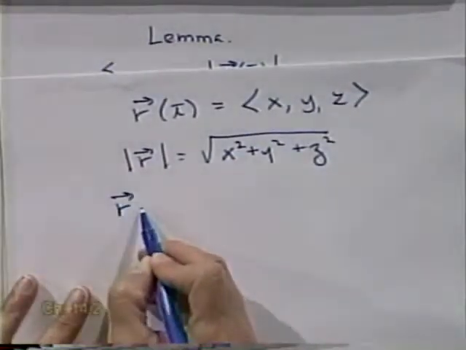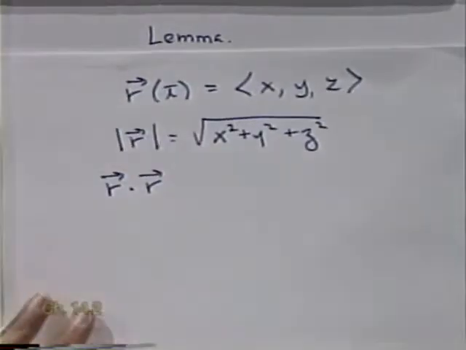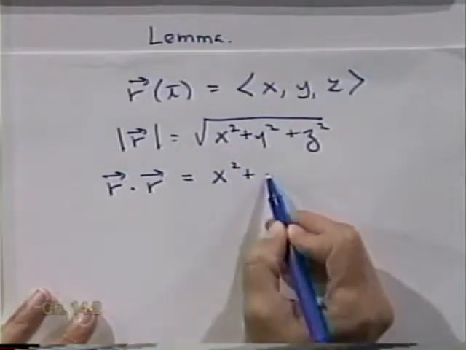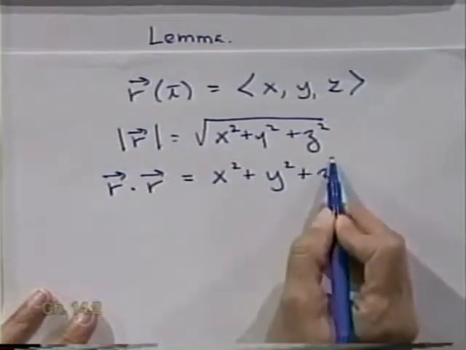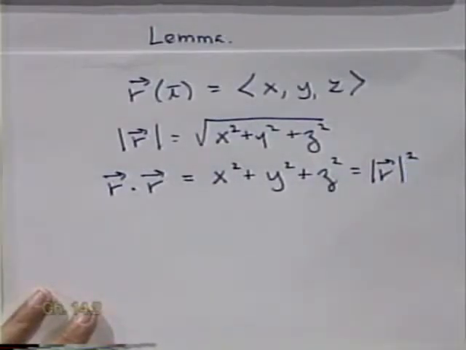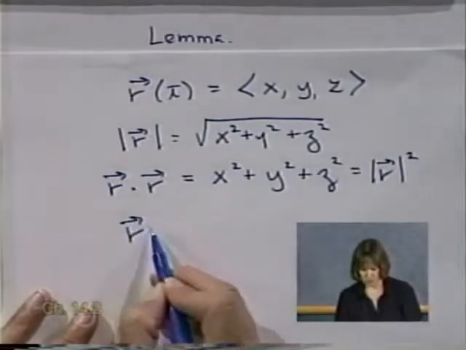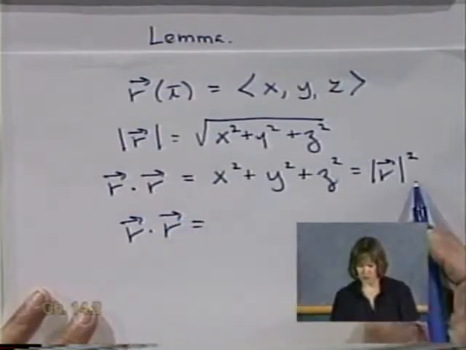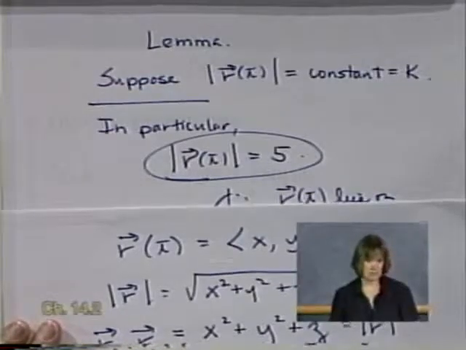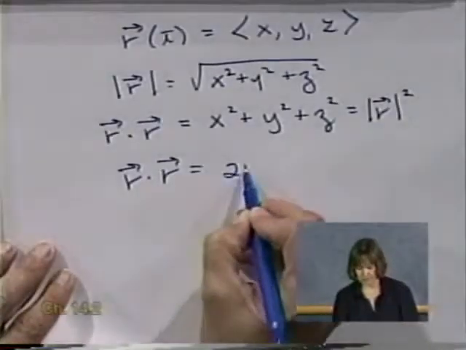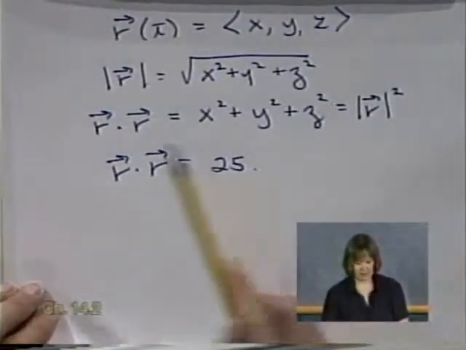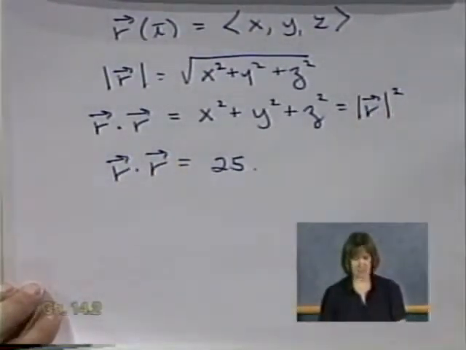What is r dot r? Well, that would be x times x, which is x squared, plus y times y, which is y squared, plus z times z, which is z squared, which equals the magnitude of r squared. So in other words, r dot r is the magnitude of r squared, and we supposed in particular the magnitude of r was 5, so it would be 5 squared, which is 25.